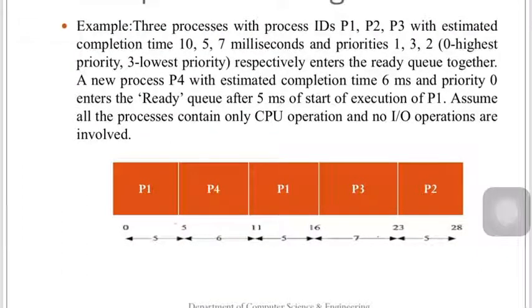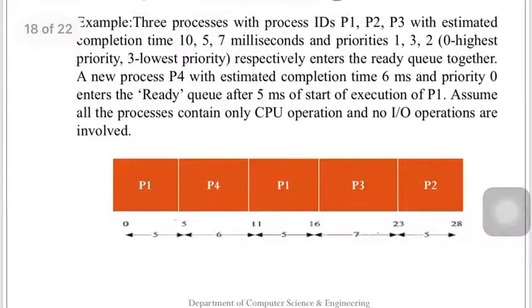So understand the question. Here the priorities are fixed. So based on the priorities, these processes will go for execution. The highest priority is 0, 3 is the lowest priority. So who is having the highest priority? P4, because P4 priority is 0. Then P1, then P3, then P2. Understood? But initially only P1, P2, P3 are there in the ready queue. P4 enters after 5 milliseconds.